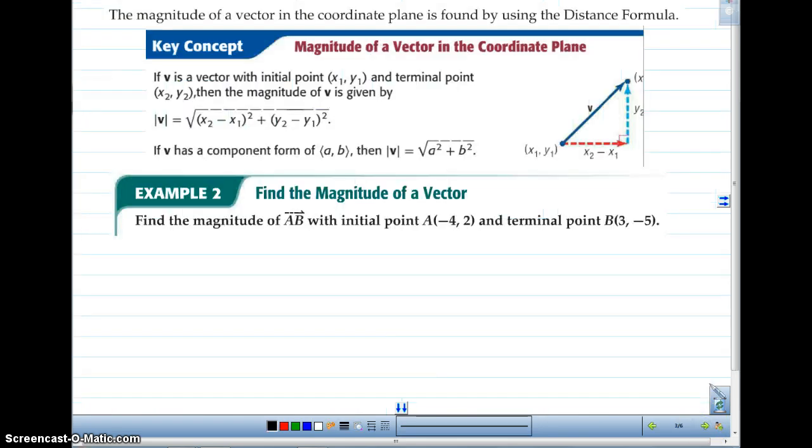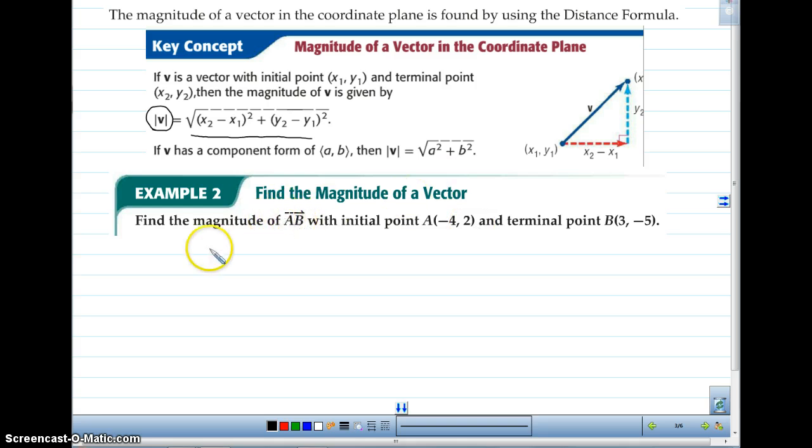Okay. The next thing we're going to talk about is how to find the magnitude of a vector. The magnitude of the vector is the length of the vector itself. And so if we have the initial point and the terminal point, the easiest way to get the magnitude is to just find the distance between the 2 points, which is using your distance formula, which I've provided for you right here. We talked about this yesterday, that this symbol, the absolute value symbol, represents the magnitude of a vector. So if we're trying to find the magnitude between 2 points, we just find their distance.